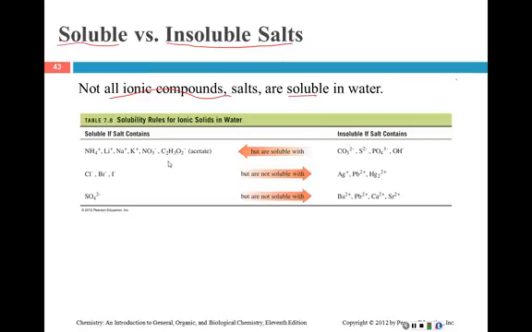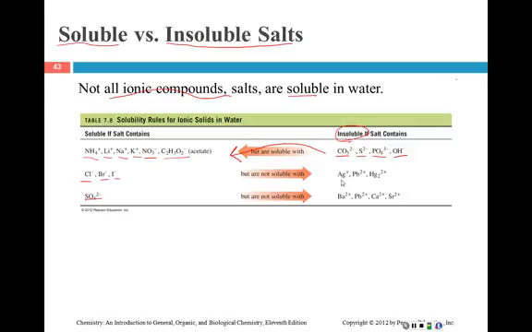Most everything is soluble if it has ammonia, lithium, sodium, potassium, nitrate, or acetate. A chloride, bromide, or iodide salt, or a sulfate, most all of those are going to be soluble, but carbonates, sulfides, phosphates, and hydroxides are insoluble unless they are combined with one of those that I just mentioned over here.